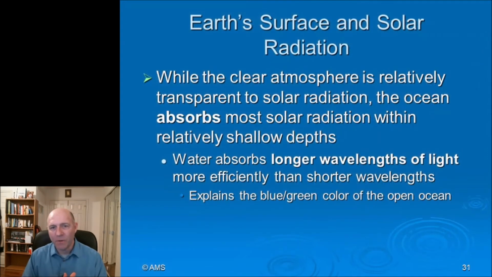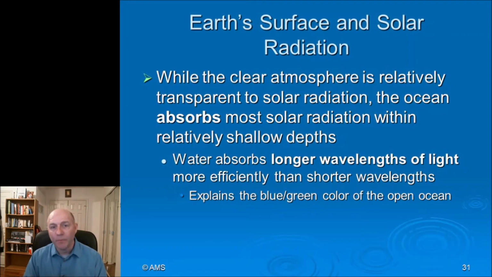Now, back to what we were talking about before in terms of what kind of energy is getting through the atmosphere. The atmosphere is relatively transparent to visible light, all right? But it is not transparent to all types of electromagnetic radiation. Talking about infrared, ultraviolet, and those kinds of things.